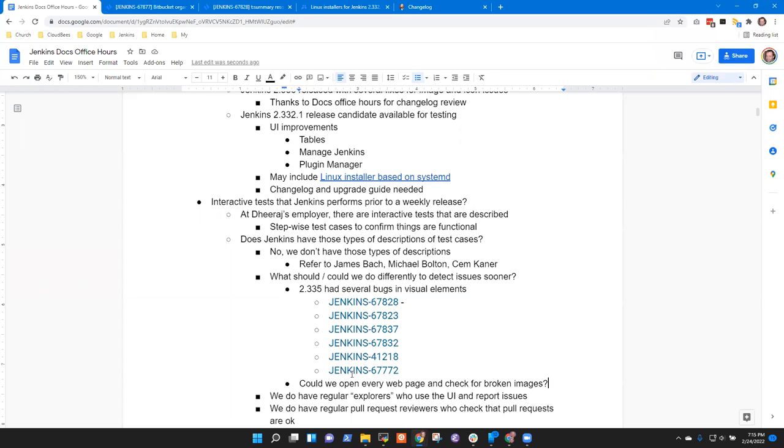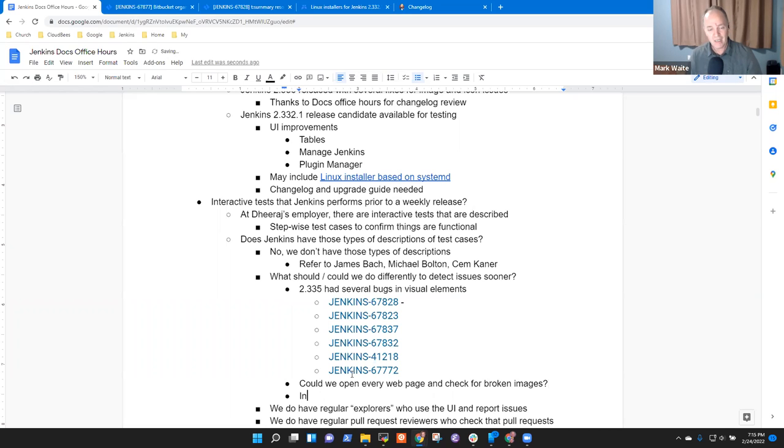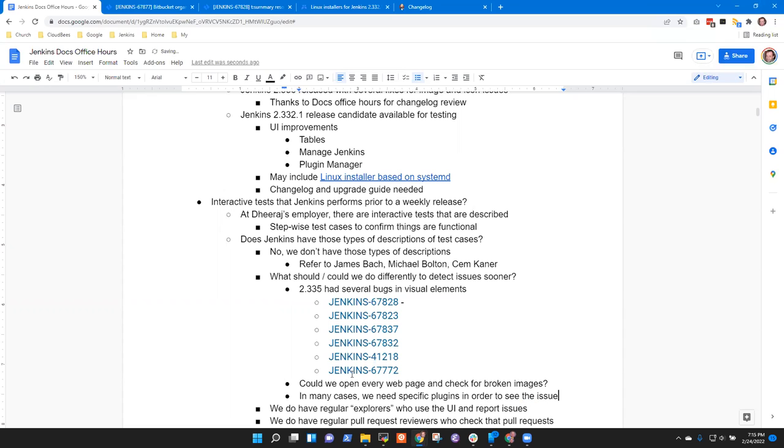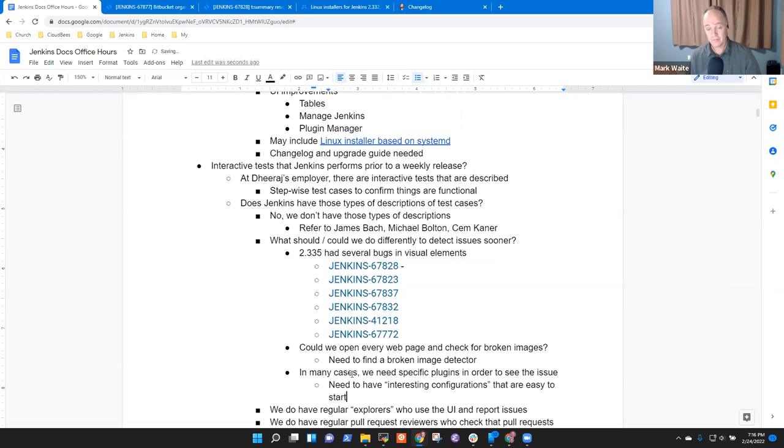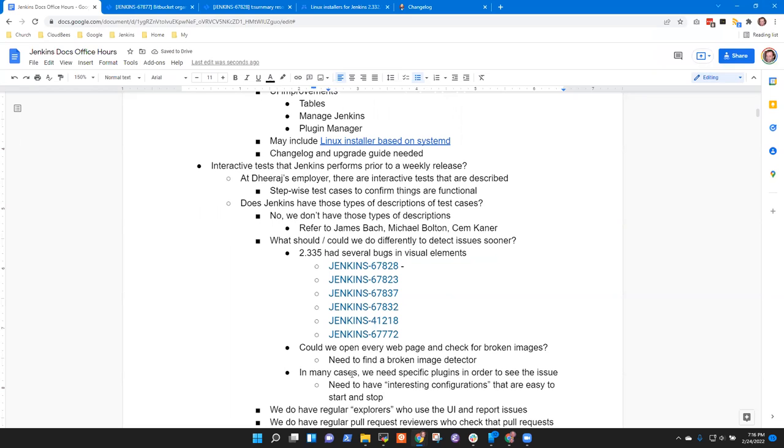Go ahead. So that would be a little difficult as well, right? In many cases, we need specific plugins in order to see the issue, right? Yes, exactly. I think that's what you're saying. And so for that one, we would need to find a broken image detector. And here we would need to have interesting configurations that are easy to start and stop. Right. And as it turns out, we have some interesting configurations that are easy to start and stop.